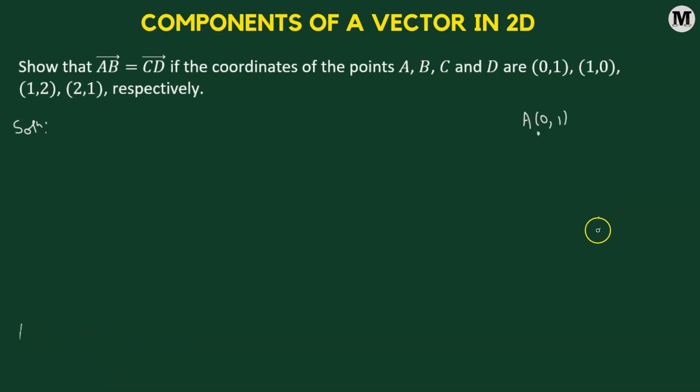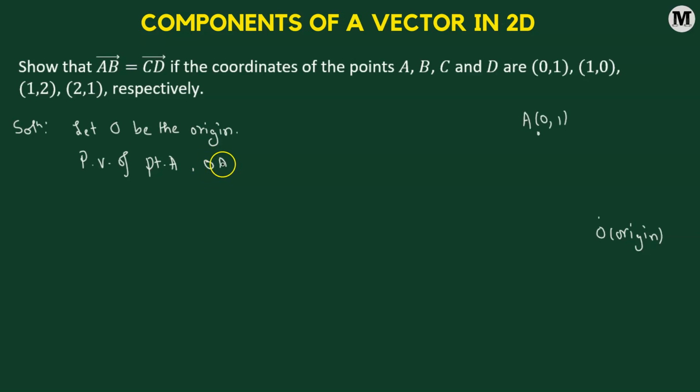Now we're also going to consider some origin. This is going to be the origin of a coordinate system with respect to which we are measuring A, B, C and D. So let O be the origin. Now with respect to this origin, we can define the position vector of point A. The position vector of point A is going to be defined as OA vector.